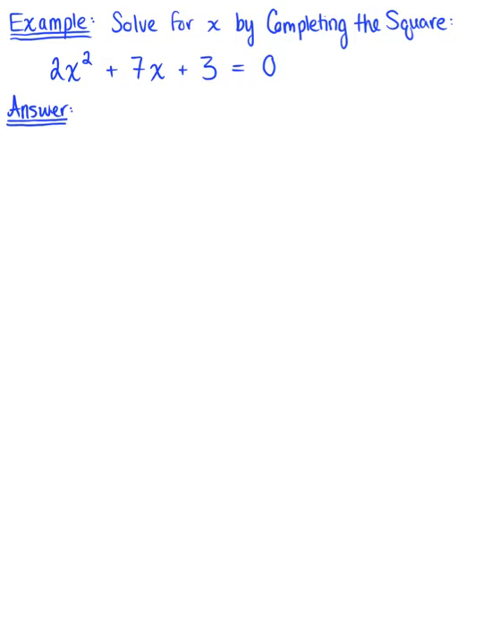Solve the following quadratic equation for x by completing the square. And here we have the quadratic equation 2x squared plus 7x plus 3 is equal to 0. So to begin, let's recall how we complete the square.